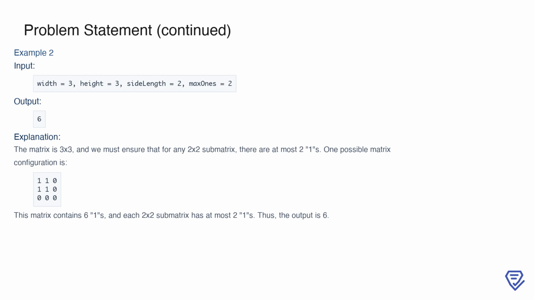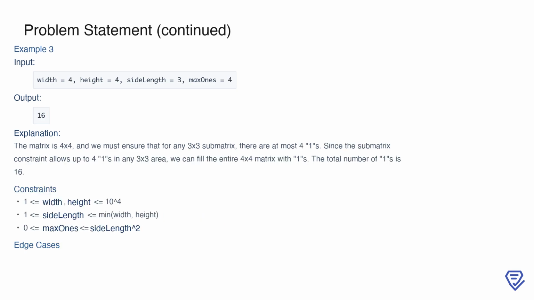Now let's look at a slightly different example. Here, the matrix is still 3 by 3, and the side length remains 2, but maxOnes is increased to 2. This means that in any 2 by 2 region, we can now have up to 2 ones. A valid configuration for this scenario could have the first 2 rows filled as 1, 1, 0 and 1, 1, 0, with the last row entirely zeros. In this arrangement, each 2 by 2 submatrix is allowed to have up to 2 ones, and the total count of ones in the matrix becomes 6. As a result, the output for this example is 6.